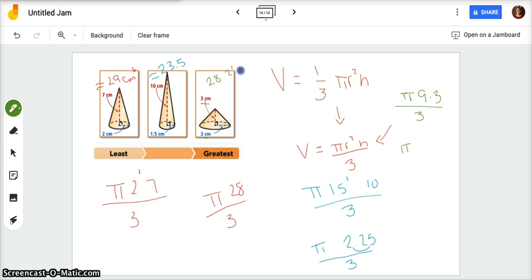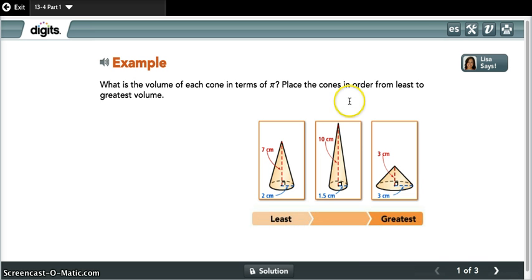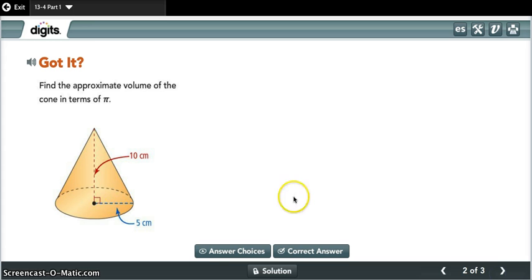28.26. All right, so we have blue, green, red as our order from least to greatest for this problem. But that's as simple as it is, just finding your radius and your height, and then basically finding the volume of a cone and then dividing it by 3, because it takes 3 of those cones to fill the one. All right, so go ahead and try it on your own in your book.